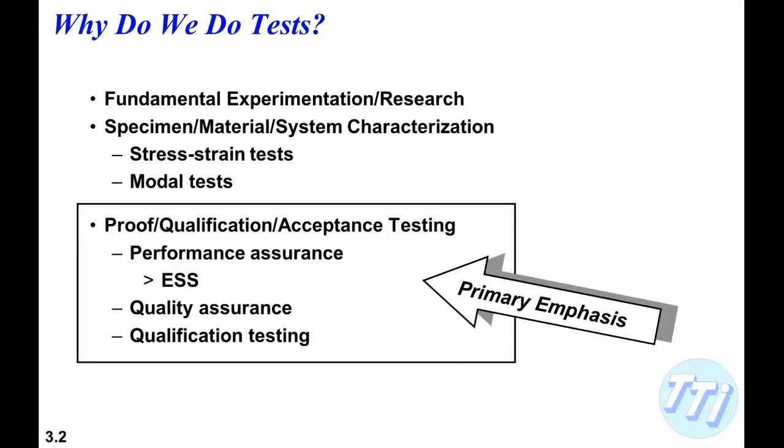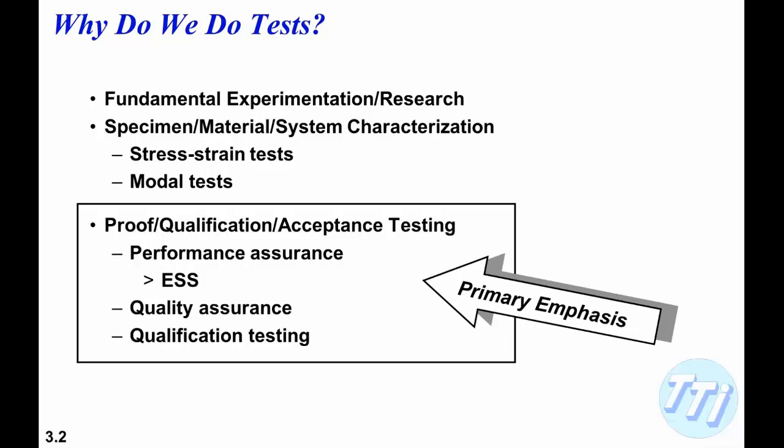Okay, why do we do tests? There's a variety of reasons. One of them is fundamental experimentation and research. One of the examples that I use for that is testing of wind turbines. What we're doing there is putting up a wind turbine perhaps in an area where there is a lot of wind, and then we wait for the wind to come along and we measure the response of the wind turbine and see whether it is what we expect.